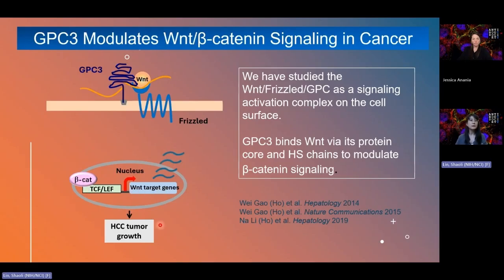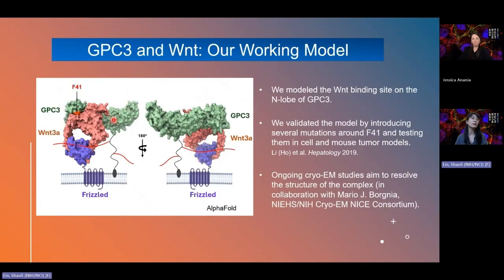And here we further modeled the complex for GPC3, Wnt3A, and the Frizzled receptor. We found that GPC3 interacts with Wnt3A through the amino acid around phenylalanine 41. And Wnt3A interacts with the Frizzled protein through the PAM motif on its thumb. And here is the rotated view for this complex.